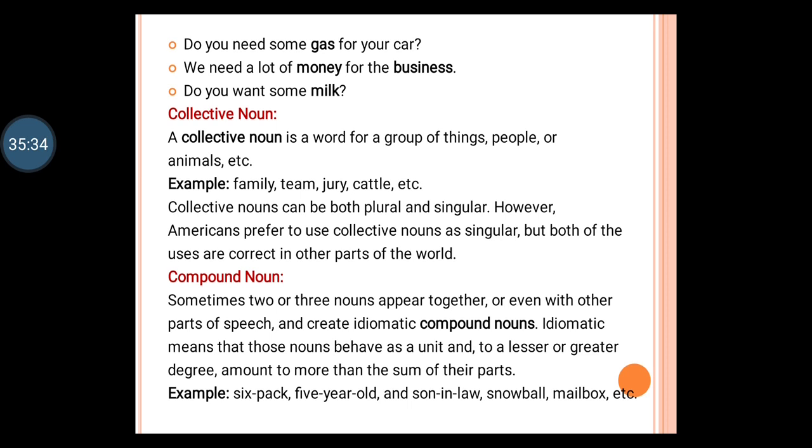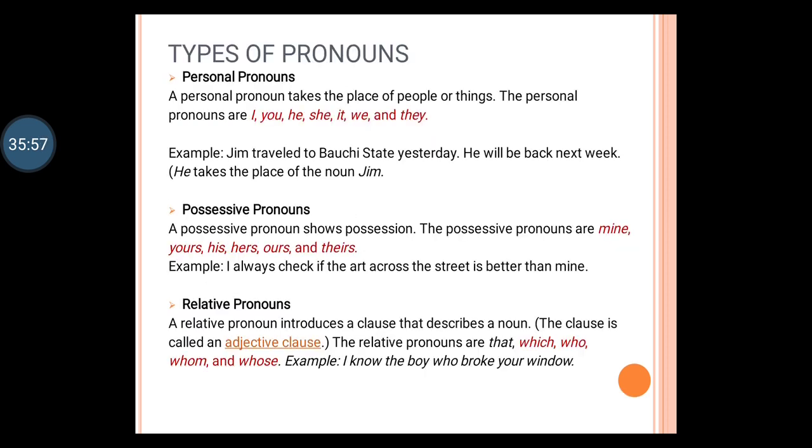For instance, six pack, 5-year-old, son-in-law, snowball, mailbox. You can see that in snowball, no hyphen was used, just one word. And mailbox, no hyphen used. But you can see son-in-law, two hyphens there. And so on and so forth. You know so many of these compound nouns.